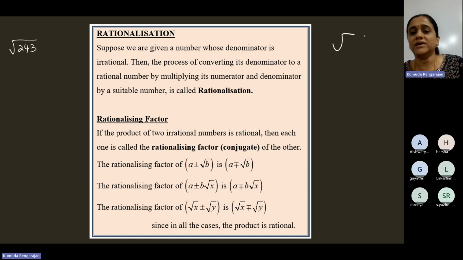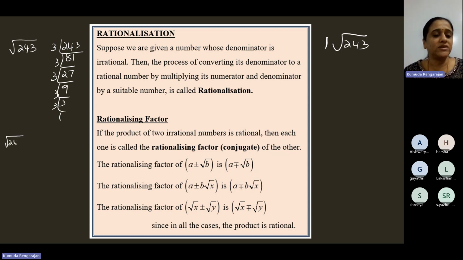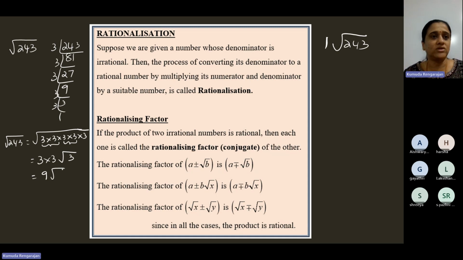If you find a 1 in front of the number, it's a pure surd. Not all pure surds can be expressed as mixed surds. Now find the prime factors of 243. It will be 3 into 81, 3 into 27, 3 into 9, 3 3s. So square root of 243 can be written as square root of 3 into 3 into 3 into 3 into 3. From two 3s, one 3 comes out of the square root, and one more 3 remains under the square root. 3 3s are 9, 9 root 3.